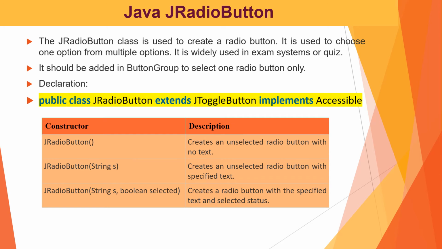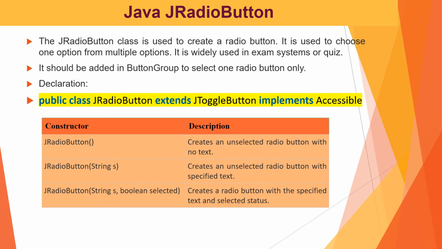So how will it be declared? The declaration or syntax, given in the highlighted part, is public class JRadioButton extends JToggleButton implements Accessible. All the constructors are given here for JRadioButton. The first constructor creates an unselected radio button with no text. So this will create the unselected radio button. We are not clicking on that particular radio button.